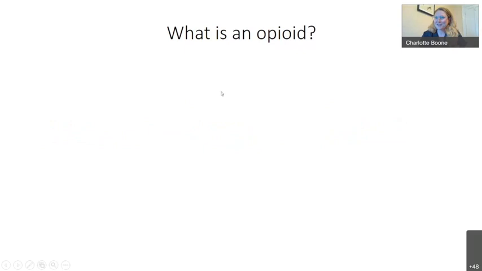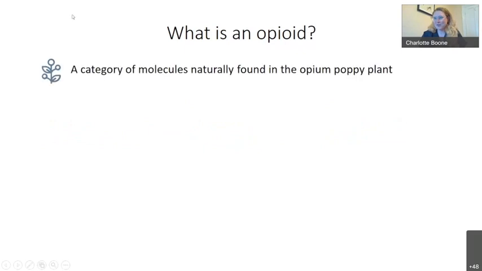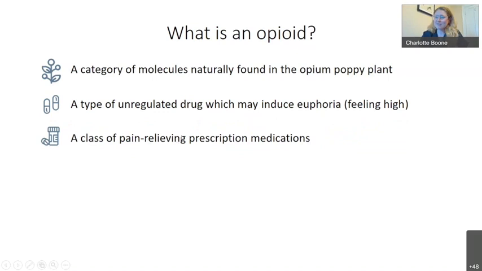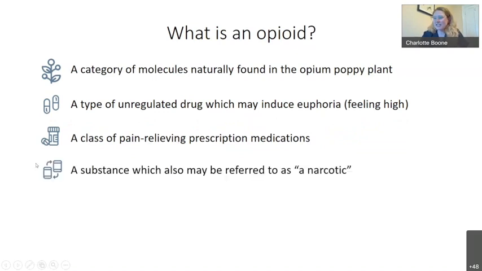All right, so what is an opioid? As I go through these multiple choice options, you can think to yourself which one sounds like an opioid. Is this a category of molecule naturally found in the opium poppy plant? Is it a type of unregulated drug which may induce euphoria or feeling high? Is it a class of pain relieving medications that are prescribed? Is it a substance which may also be referred to as a narcotic?